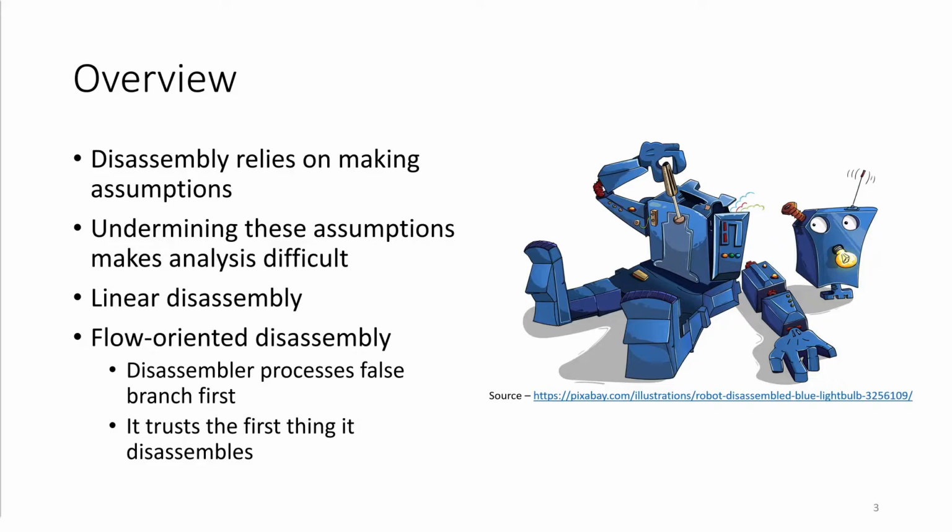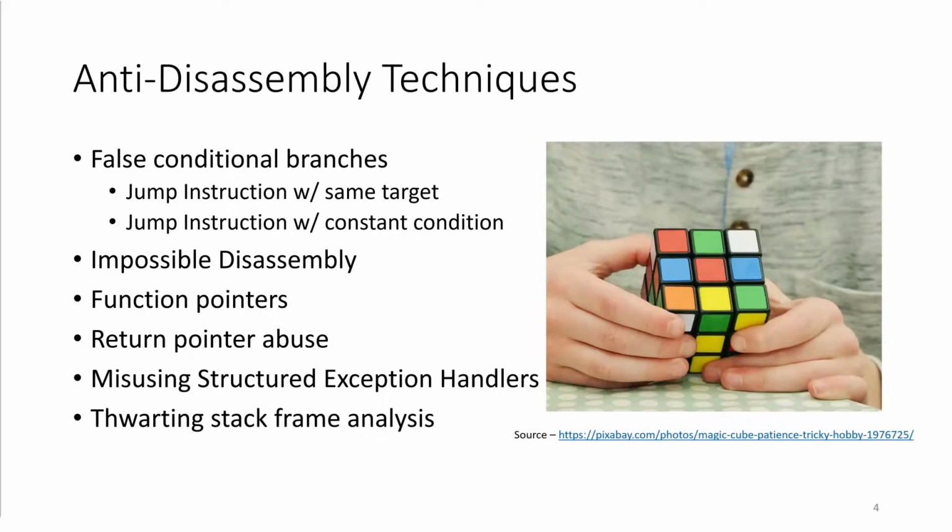In this process, the flow-oriented disassembler also makes some assumptions. For example, most disassemblers like this will process the false branch of a conditional jump first, and this can be problematic if both branches interact with overlapping sets of bytes, maybe even at different offsets. This might be a bit confusing now, but hopefully it'll make more sense when I get into some examples later on.